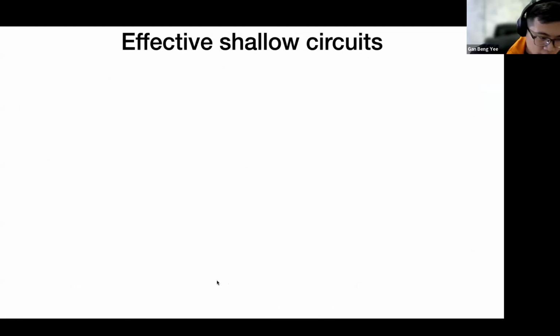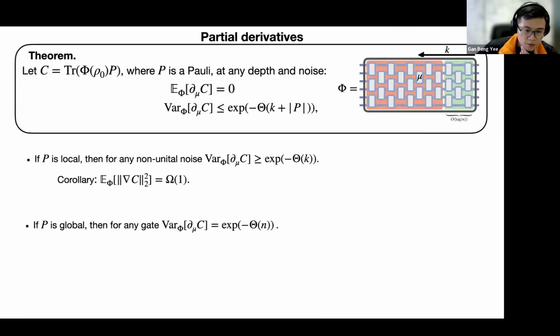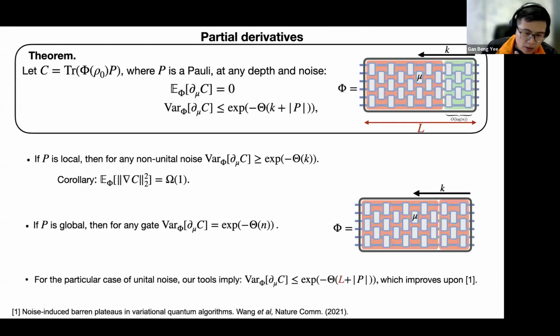Sorry, I have a question over here. This could be a naive question, but over here you consider the case where every noise is non-unital and the other one is that every noise is unital, right? So what if you have a mix of unital and non-unital, and how will that affect the trainability of the circuit?